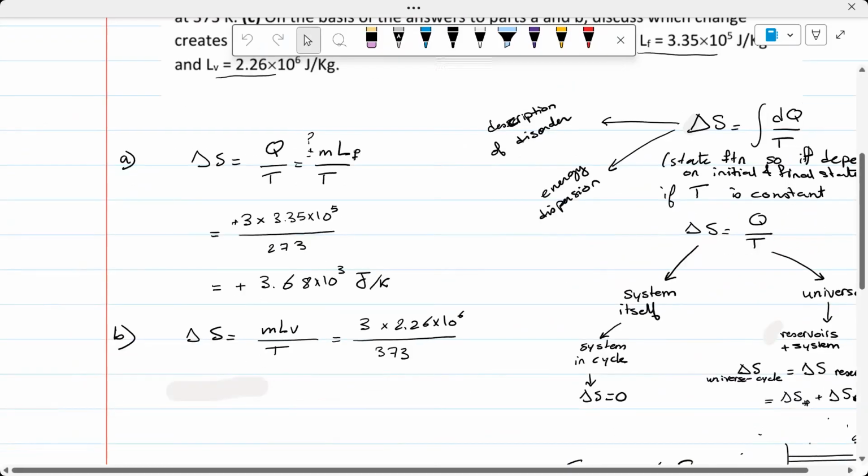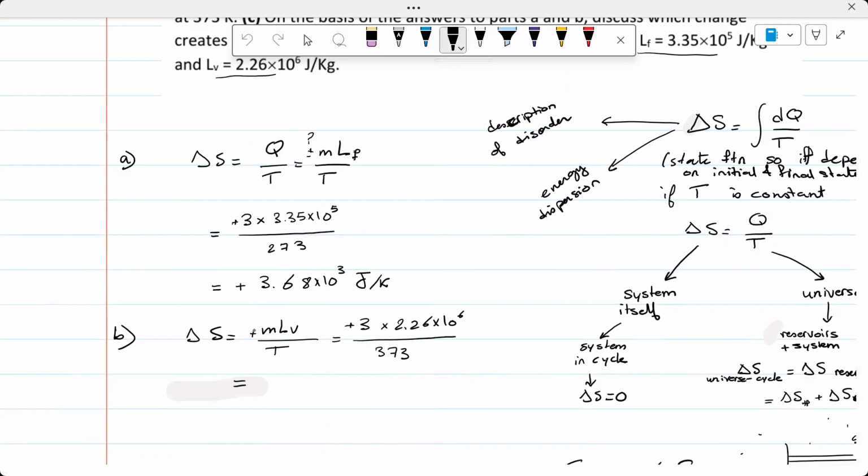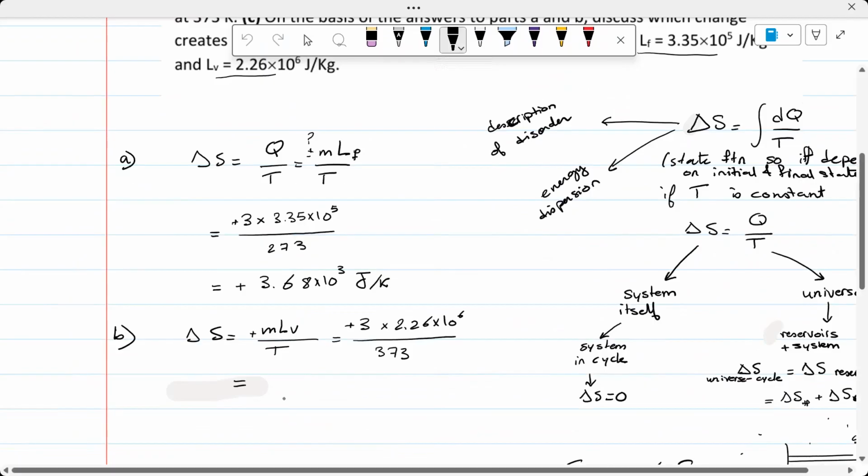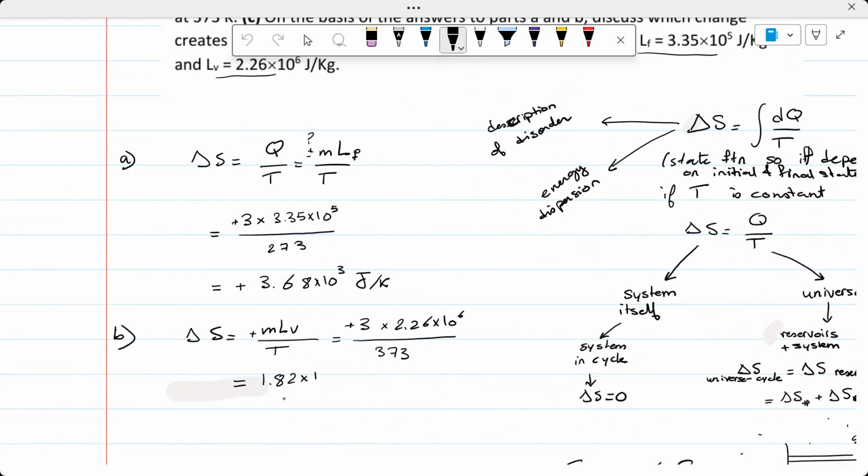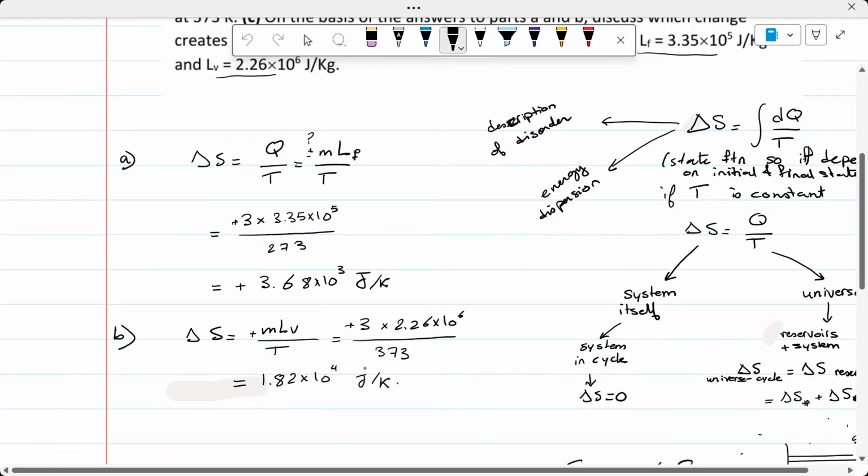So again, when I am vaporizing the water, I'm adding heat to the water. So the water itself experiences a positive change in the entropy. So an increase in entropy, right? So the final answer is 1.82 times 10 to the power 4, and again, this is joules per Kelvin. Yeah? If you are adding heat, delta S would be positive. If you are removing heat, it would be negative. Of course, yeah, true.